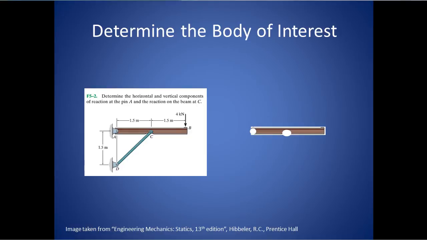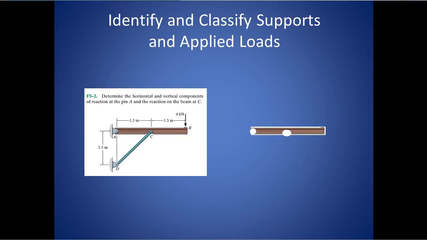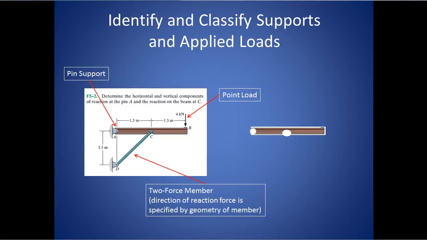With the body of interest determined, the next step is to classify the loads and supports that are acting on the body. There is an external 4 kilonewton point load acting at point B. The beam is supported by a pin joint at A, and the beam is also supported by a strut at point C. The strut at point C is an example of a two-force member. This means that the line of action of the reaction force is defined by the geometry of the strut. For this particular case, the line of action of the reaction force passes through points C and D.